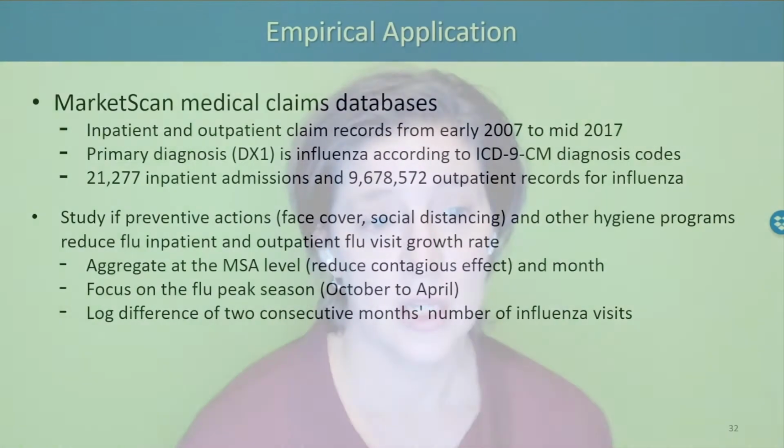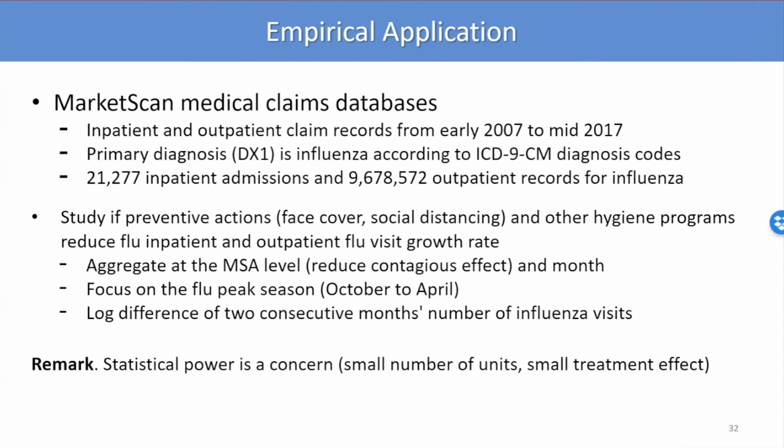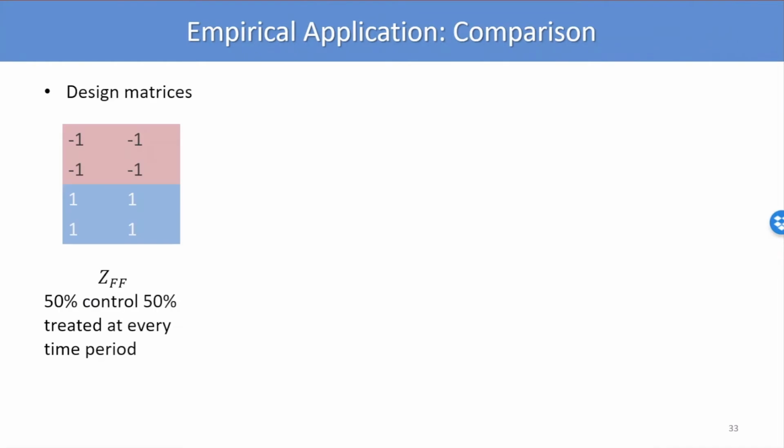And so we're going to take this data and aggregate it at the MSA level, again, because we think that there may be network effects or spillover effects. We're going to focus on the flu peak season from October to April, and our outcome will be the log difference of 2 consecutive months of influenza visits. And again, we have a small number of units and small treatment effects, so statistical power would be a concern.